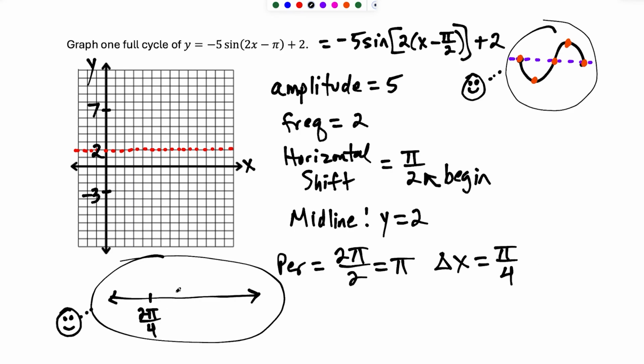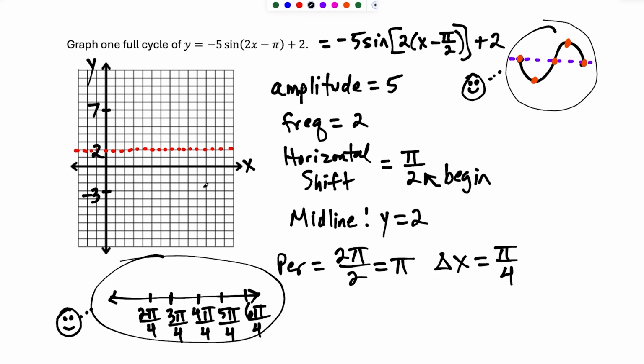So now I could skip forward by pi over 4s. My next value would be 3 pi over 4 if I do plus pi over 4. And then 4 pi over 4, and then we would have 5 pi over 4. And if I have to go one more, it would be 6 pi over 4. Okay, so these are the values that we're going to throw on the x-axis.